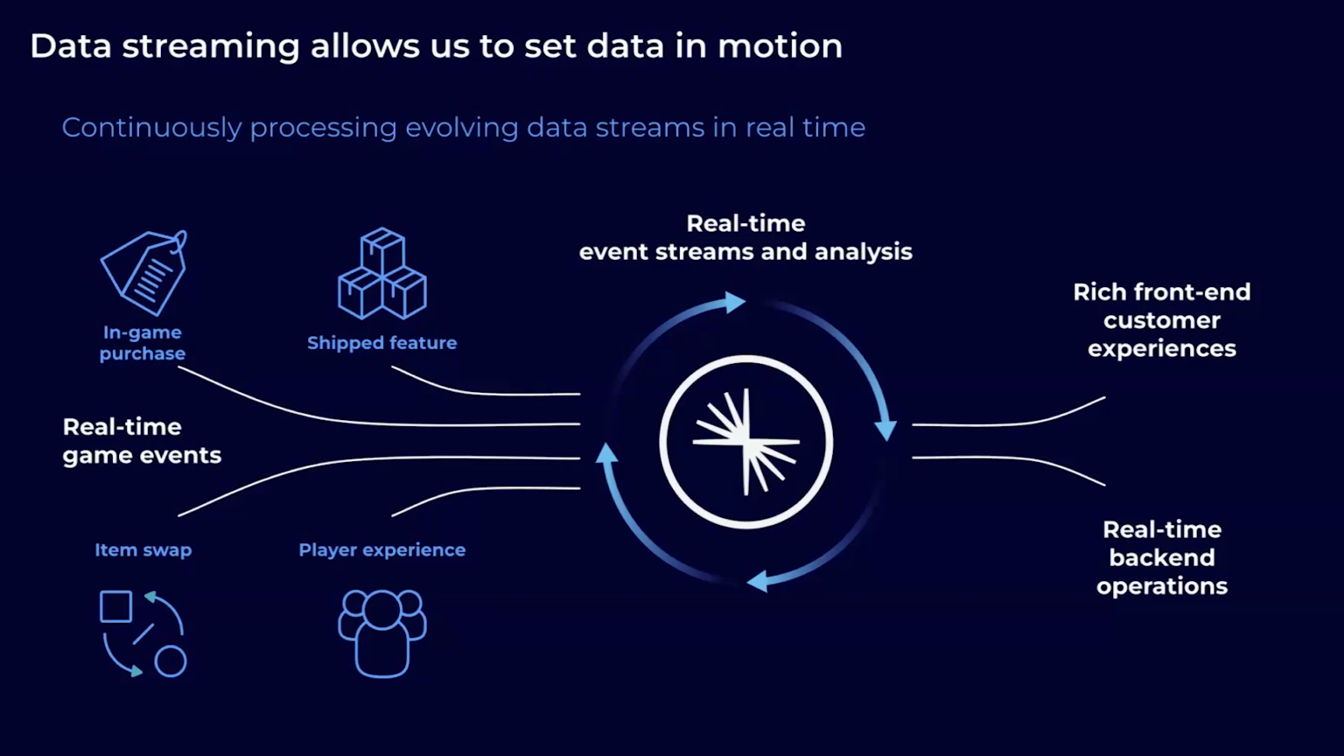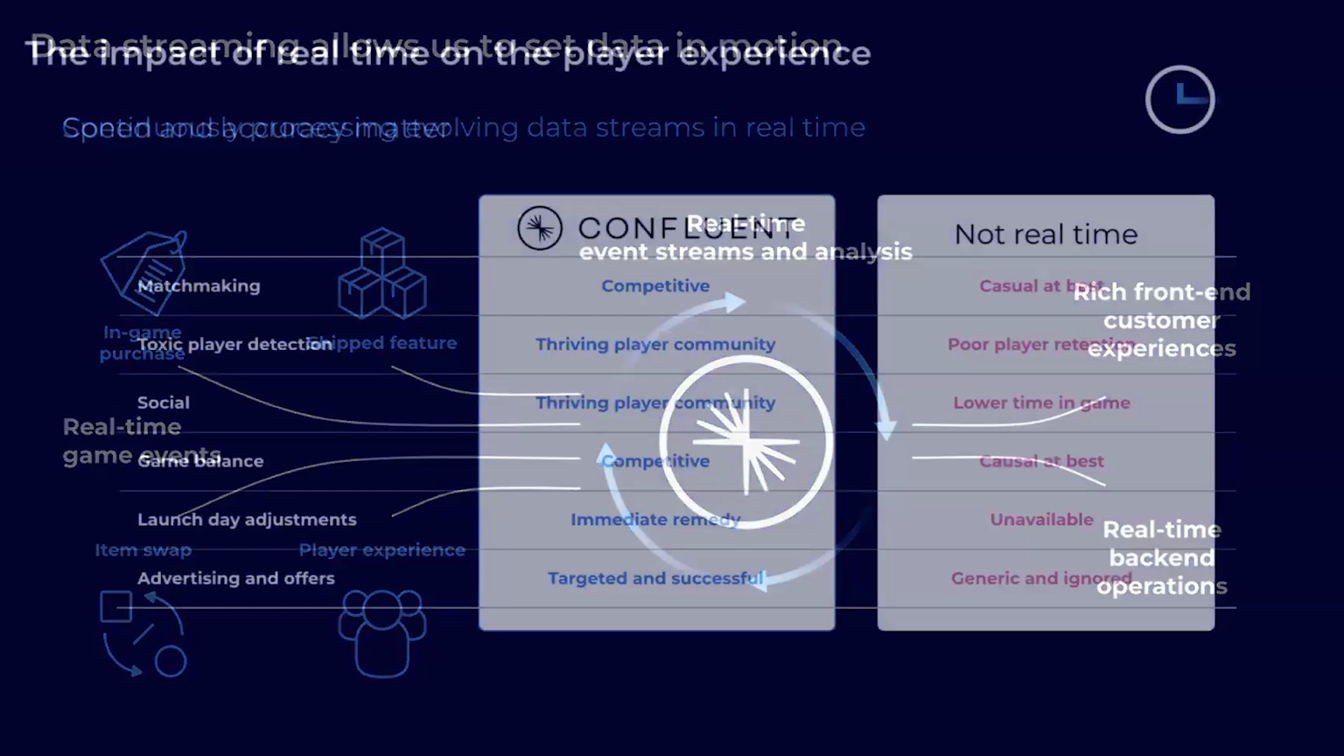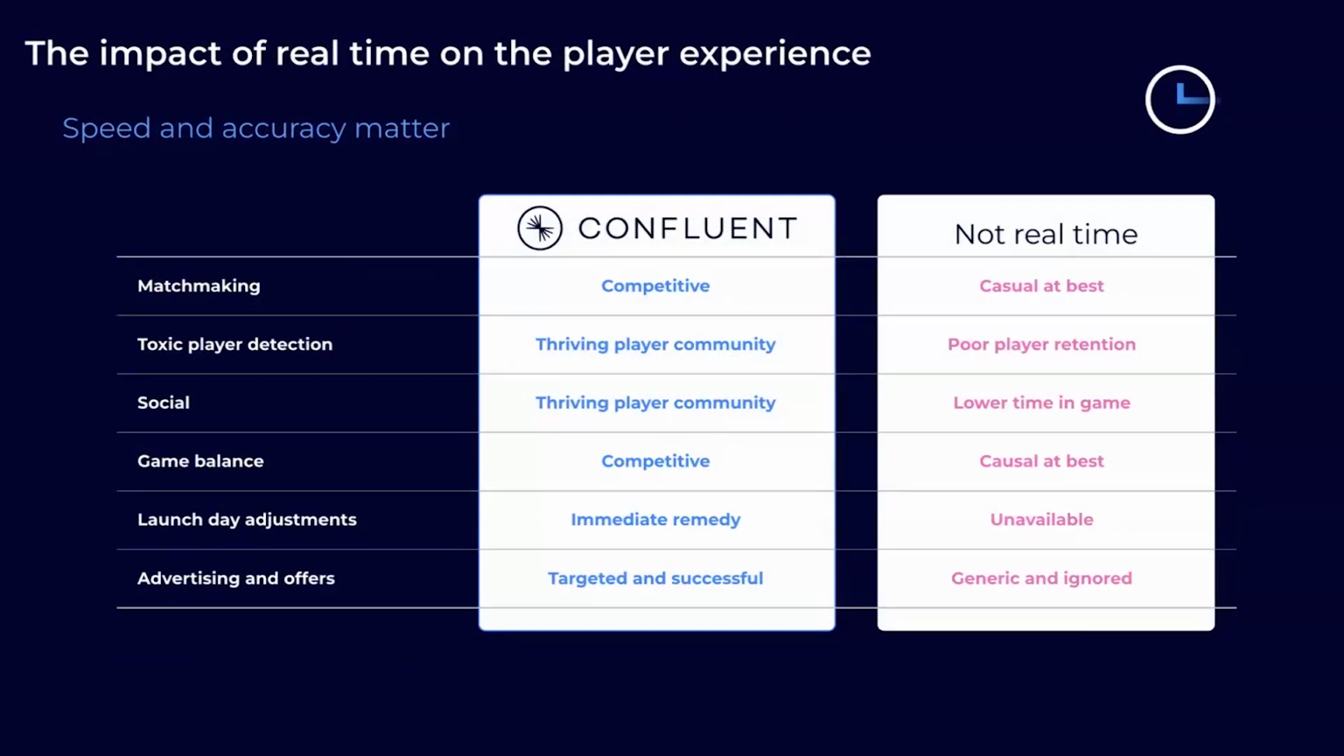So all of those events which you see on the left side lead to outcomes, which, when we're talking about Confluent and AWS, is a very important theme. Things like rich front-end customer experiences and real-time back-end operations, both of which would be crucial to having any type of successful gaming platform. So let's talk about real-time versus not real-time, right?